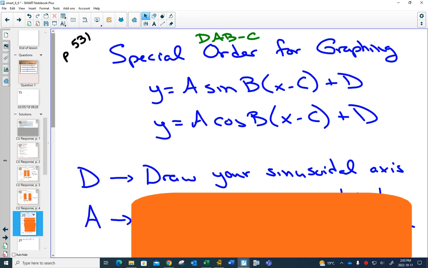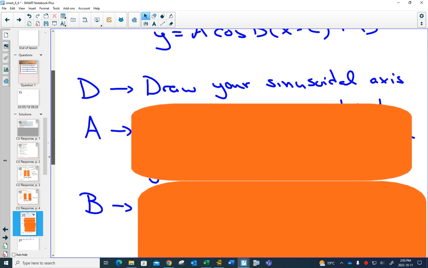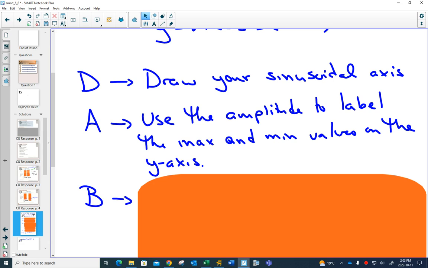After the d value, you've drawn your center line. You then use your amplitude to label your maximum and minimum values, because your amplitude is the distance from your center line to the maximum and the distance from your center line to the minimum. So you've got your center line already drawn. You can use your a value to find your maximum and your minimum.